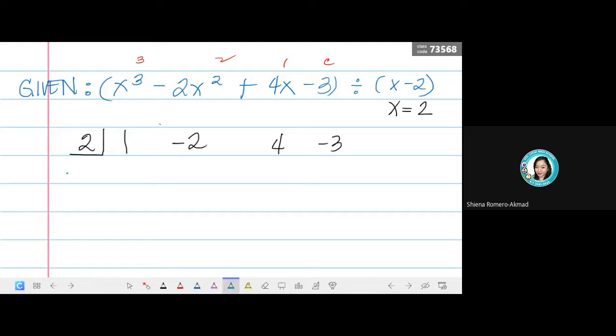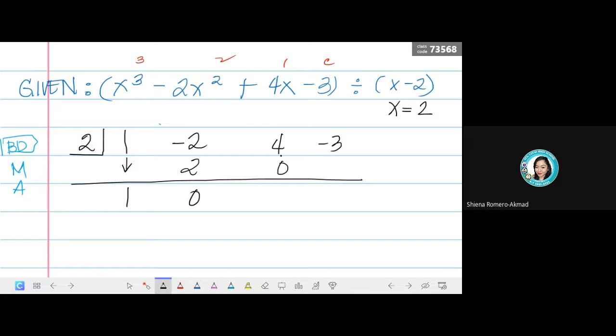So, we will do the same process. Una, bring down. Then later on, multiplication and addition na lang. So, gawin na natin. Bring down muna tayo. This is 1. Multiply and add. 1 times 2 is 2. Add 0. Multiply. Add. Multiply. Add.